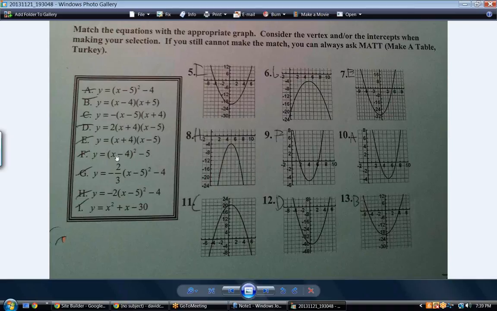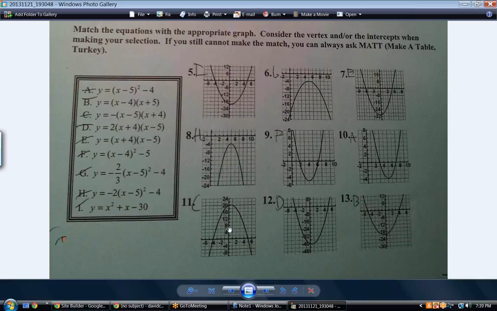So that opens up, has a vertex at 4, minus 5. That looks right. 10A. That opens up, has a vertex at 5, minus 4. Different than that. Okay. And that looks normal.